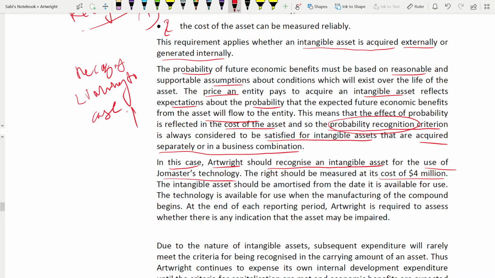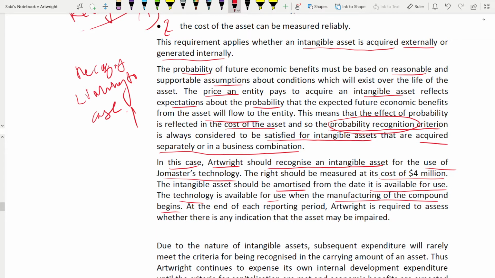Okay? And remember, when you recognize an intangible asset, what's the next process? If it's a tangible asset, depreciation comes. Same way, for an intangible asset comes amortization. So don't forget that. You need to amortize. An intangible asset should be amortized from the date it is available to use. From the day it is available for use, from that day onwards you have to start amortizing it. Not before that, not after that also. You need to know the exact point from which date you are going to amortize. And this technology is available for use when the manufacturing of the component begins.